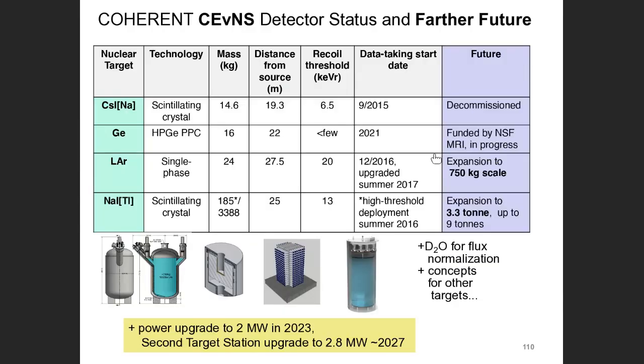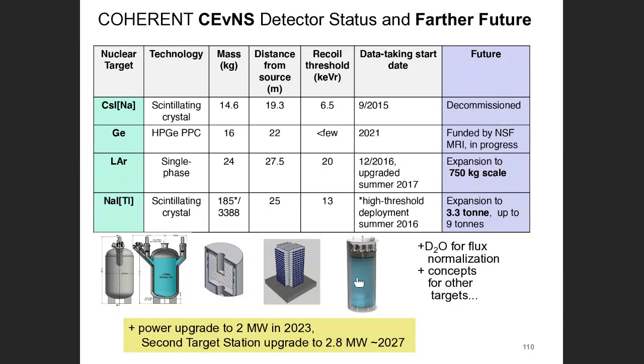So here's the summary table of where we're at for the future. Cesium iodide is now completed. The final analysis is done. Liquid argon has its first result out, and we are hoping to expand. Germanium deployment is imminent. Actually, I should upgrade this to 18 kilograms. We were lucky to get slightly larger than we ordered. And we are expanding to multi-ton scale for sodium iodide, and those detectors are in hand.